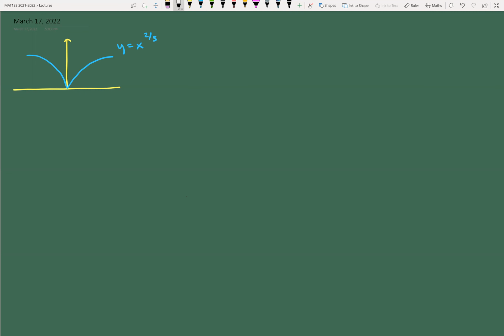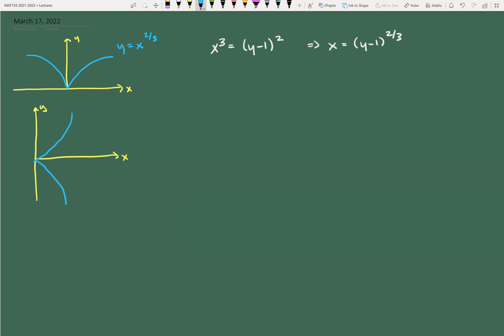So when I look at the equation x cubed is equal to y minus 1 squared, I'm going to solve that for x. That gives me x equals y minus 1 to the 2/3. Basically, if it was just x equals y to the 2/3, that would look like this. Let me label my axes. I used to give students a lot of hell if they didn't label their axes. I was a jerk as a TA. Okay, so this is what x equals y to the 2/3 looks like.